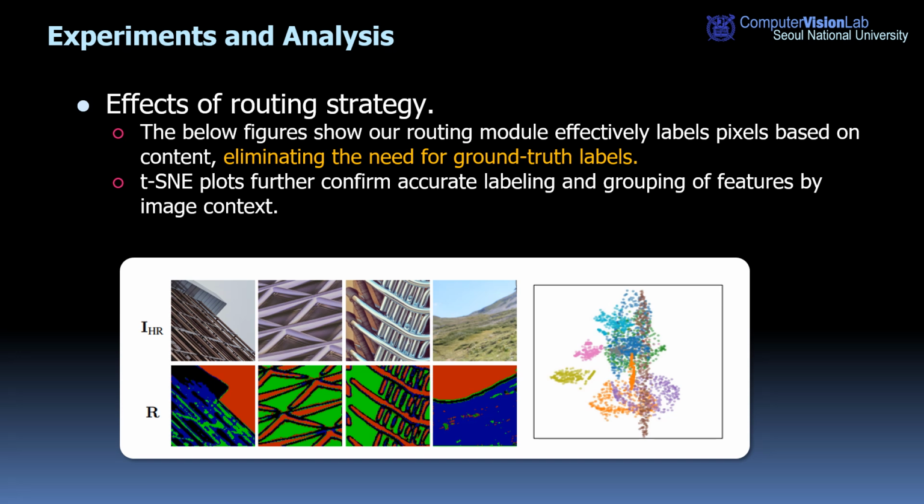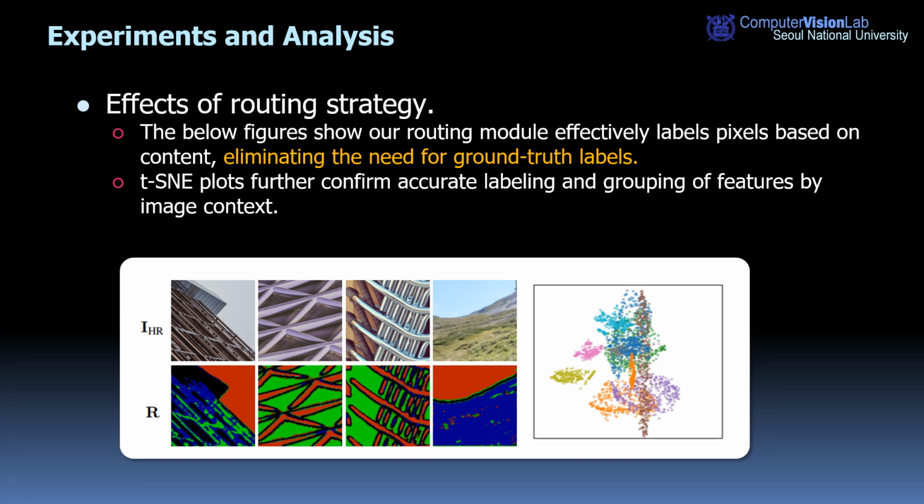We use visual analysis to illustrate how our routing module functions. In this figure, we show that every pixel in the feature map is assigned to a specific class based on its content, such as sky in red or detailed texture in blue or black. This visualization confirms that our routing strategy effectively distinguishes image semantics without the need for ground truth labels, and the labels are well balanced thanks to our balancing loss.